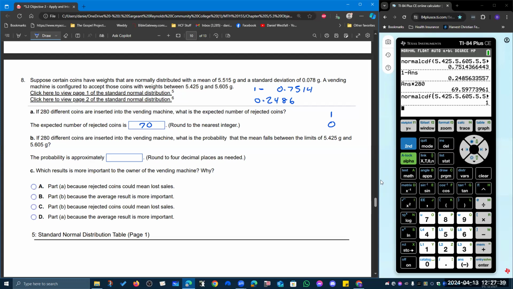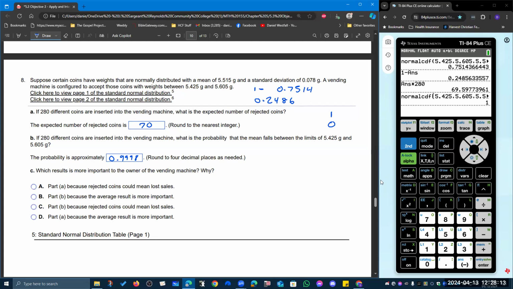And they have here 0.9998 when they rounded to 4 decimal places. So they clearly used the Z table here with some rounding for their Z value. So let me show you how they did that.